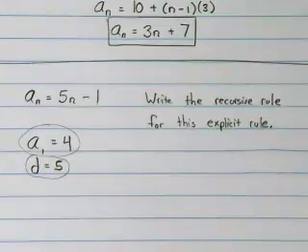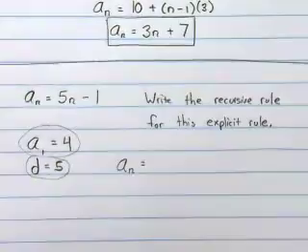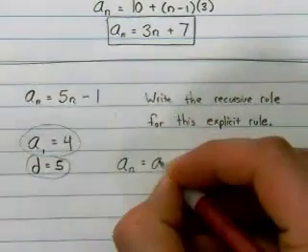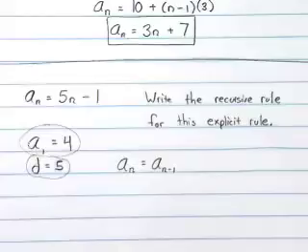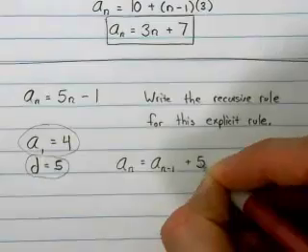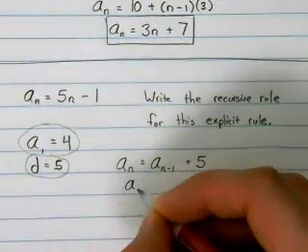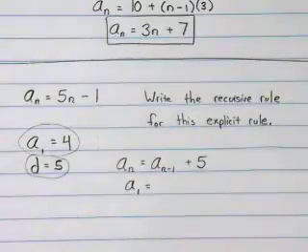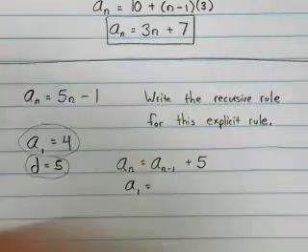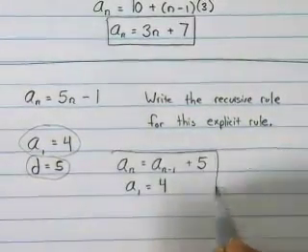So can we write a recursive rule if we know that? Absolutely. Okay. So a sub n is going to be equal to the previous term, a sub n minus 1, plus 5. The common difference. That's what we add to each one to get the next one, right? So that's how that formula would look. And then with recursive, we also need to have the first term as well to know where we're starting from. Don't forget that. Your recursive rule includes both those two things.